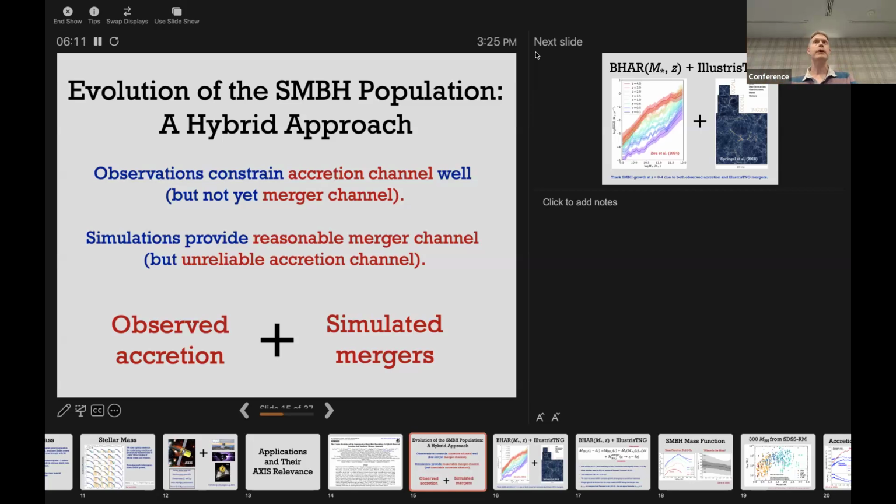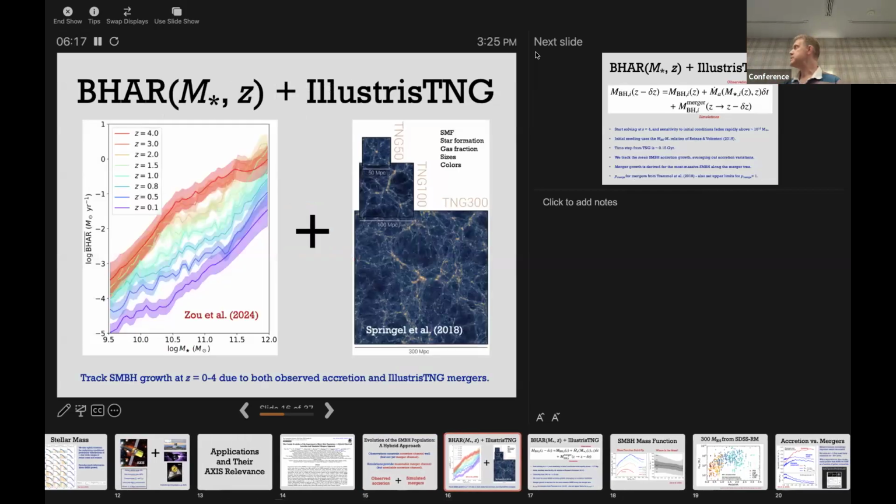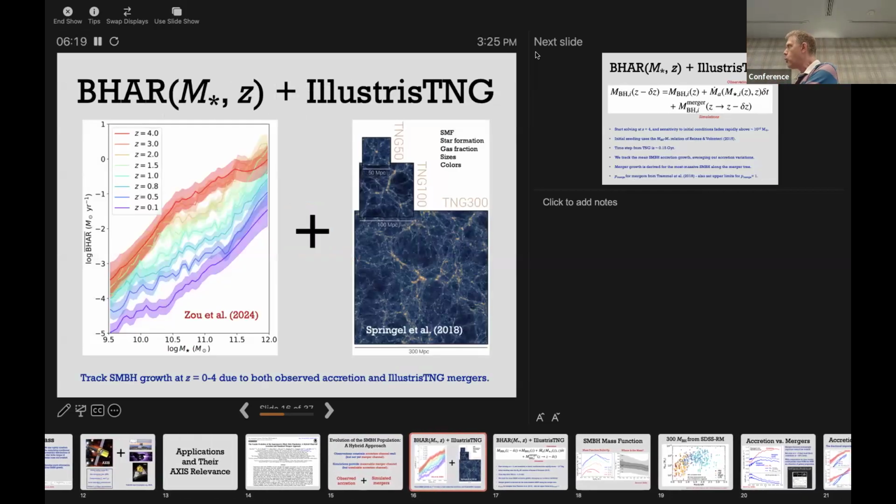So we basically take the best of both worlds. We take the observations of the accretion, the simulations of the mergers, and we fuse them together. We take the strong correlation that I've described and use it to regrow the black holes within IllustrisTNG, following their standard merger tree. They do a successful job tracking the galaxy population. We think they do a much less successful job tracking the supermassive black hole population, so we put that in with the observations.